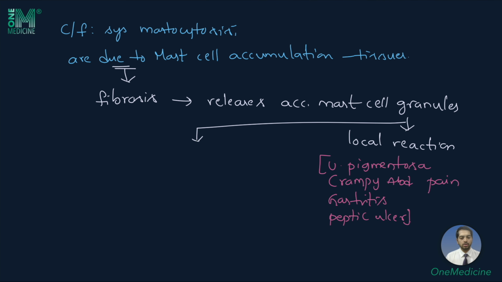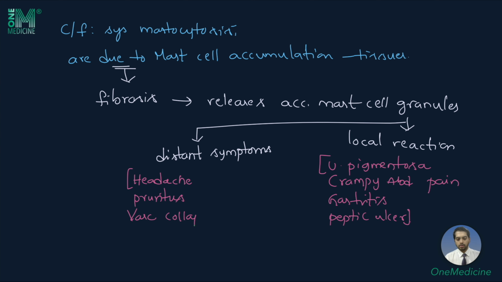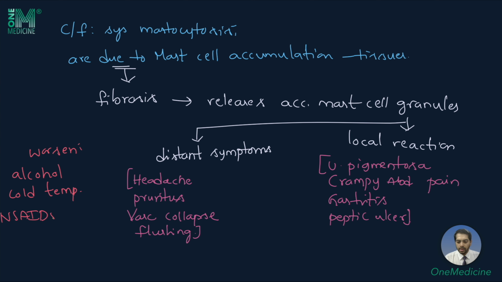This can also cause distant symptoms such as headache, pruritus, vascular collapse, and flushing. The symptoms worsen with exposure to alcohol, cold temperatures, with NSAID medications, stress, and narcotics.